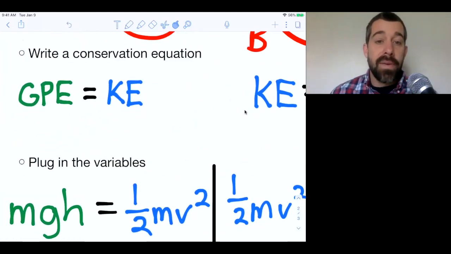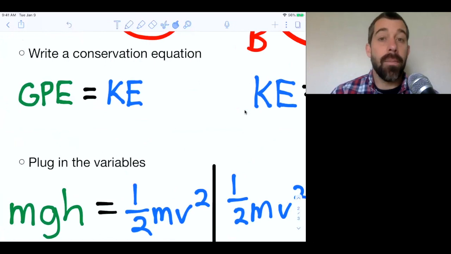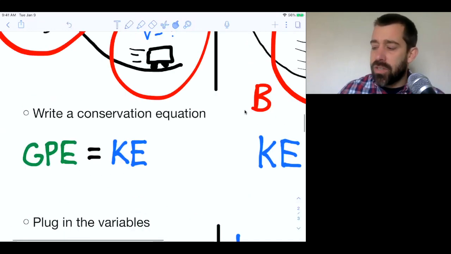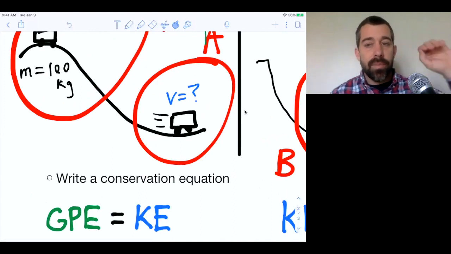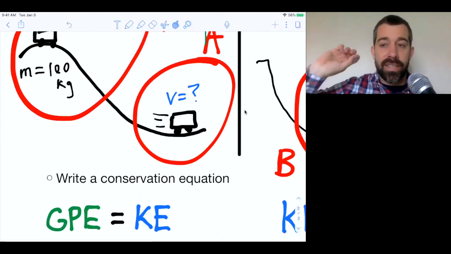Our next step is that we're going to write a conservation equation. A conservation equation uses the law of conservation of energy mathematically to set up our own equation specifically for this situation. And so what we've got to ask ourselves is what kind of energy is there in the before and what kind of energy is there in the after?